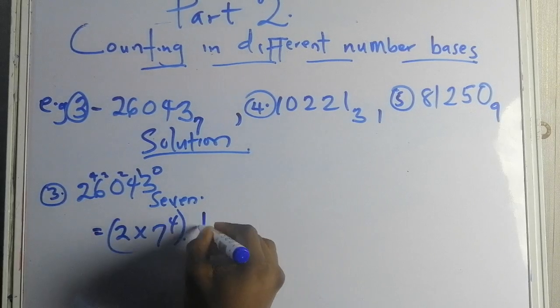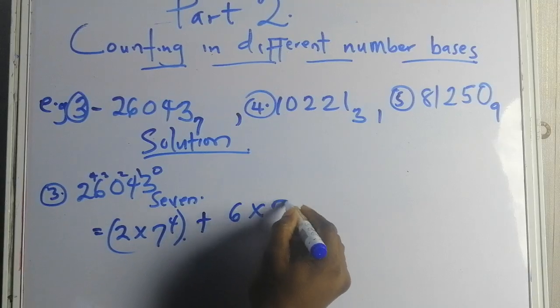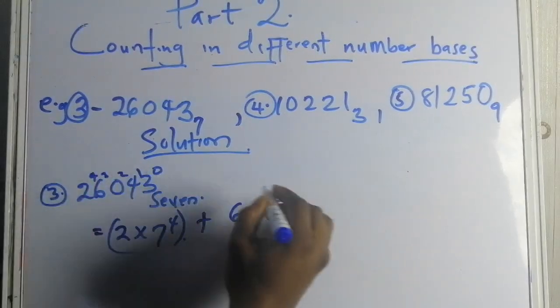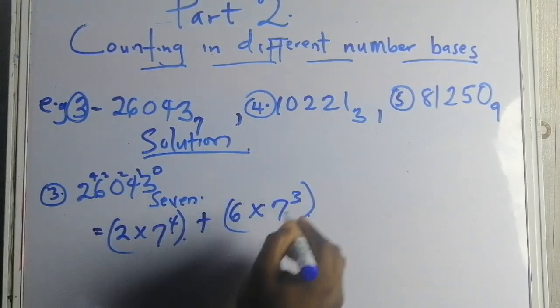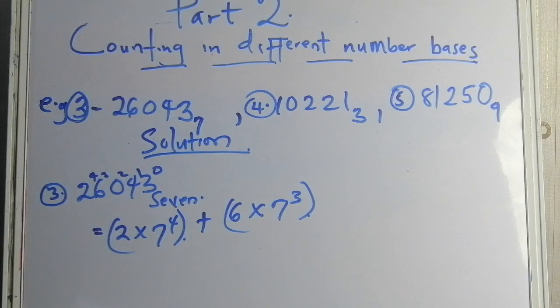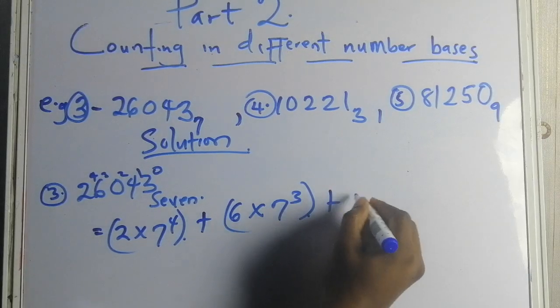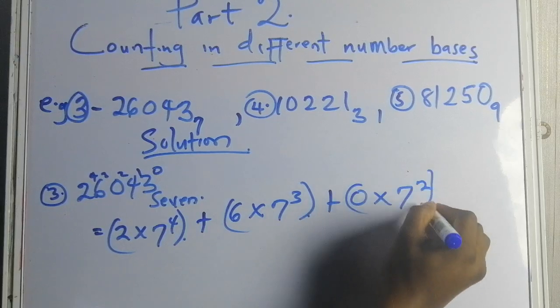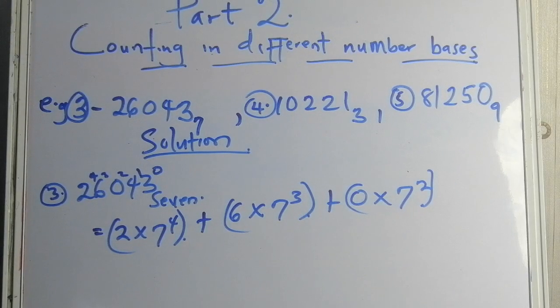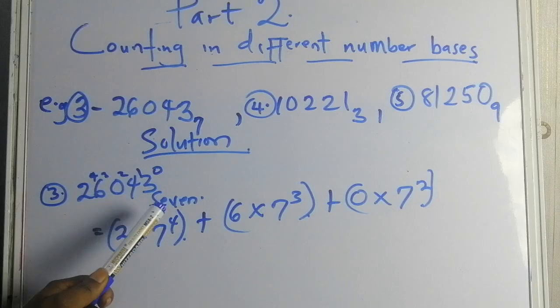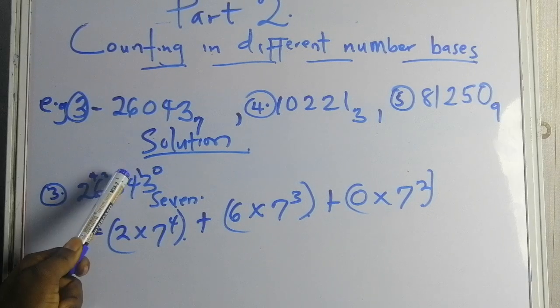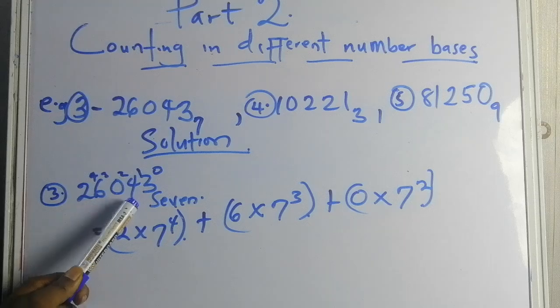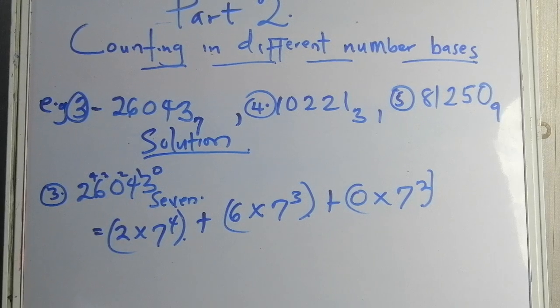So the same thing, the next one is what? 6 times 7. The base is raised to power what? 3. So 6 times 7 raised to power 3. The next one is what? That's 0 times 7 raised to power what? 2. So 0 times 7 raised to power 2, the power being 2. Then the other one is what?